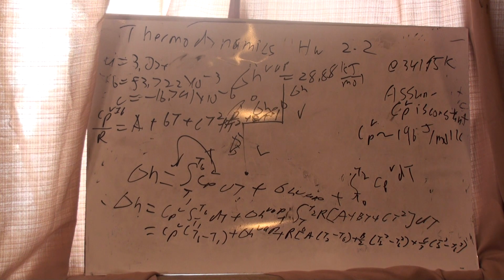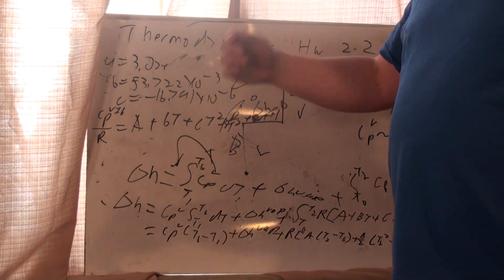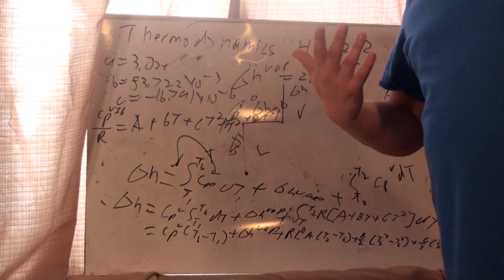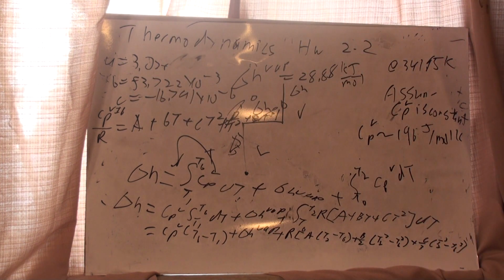You can always approximate the heat capacity of a gas by the A term, because the rest are just more fudge factors. So 3 times 8 for the gas constant is 24 joules per mole K, versus 196 joules per mole K for the liquid. It's about a tenth. So the heat of vaporization is dominating here.